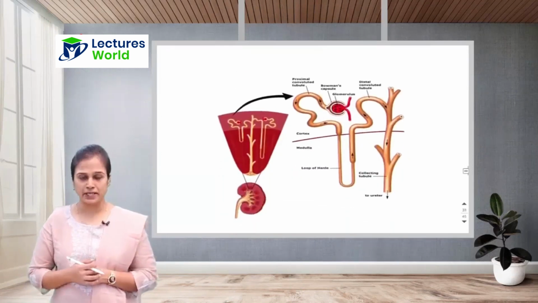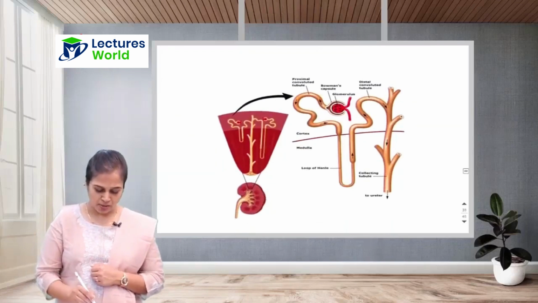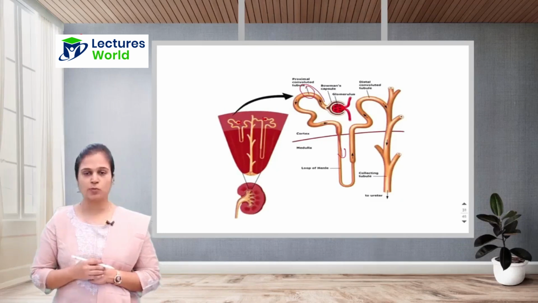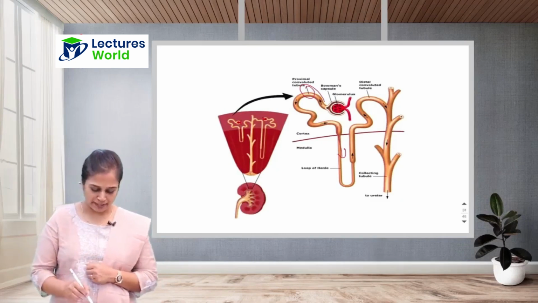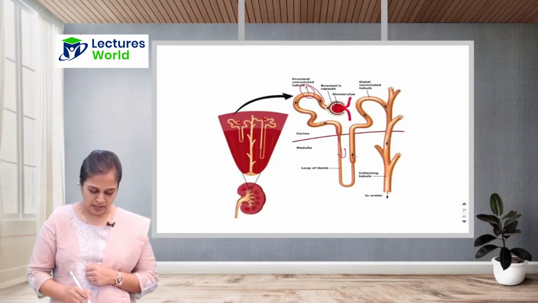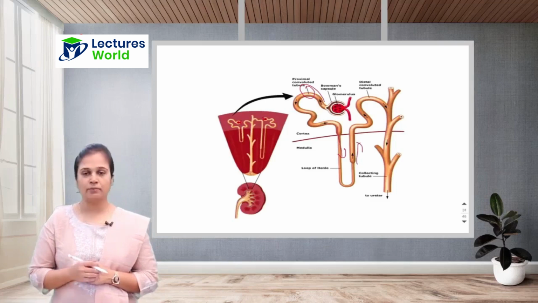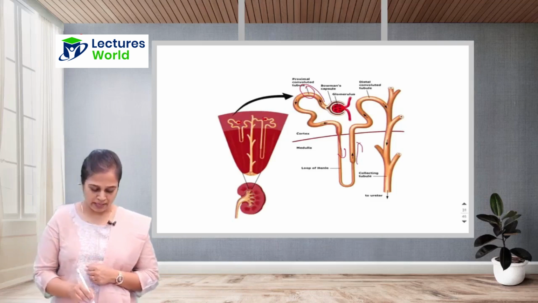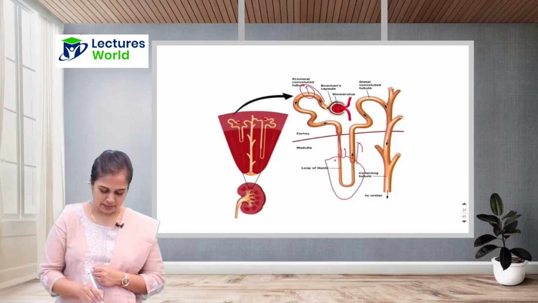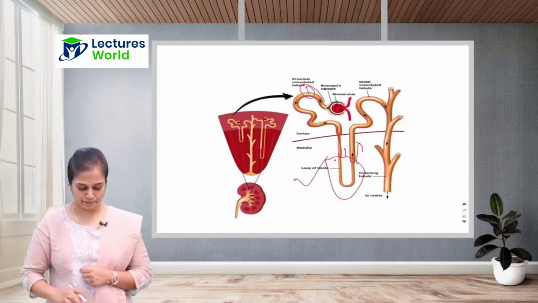You can see in the image, this is the proximal convoluted tubule. Then this is the descending limb of the loop of Henle, and this is the ascending limb of the loop of Henle, and this is considered the loop of Henle.